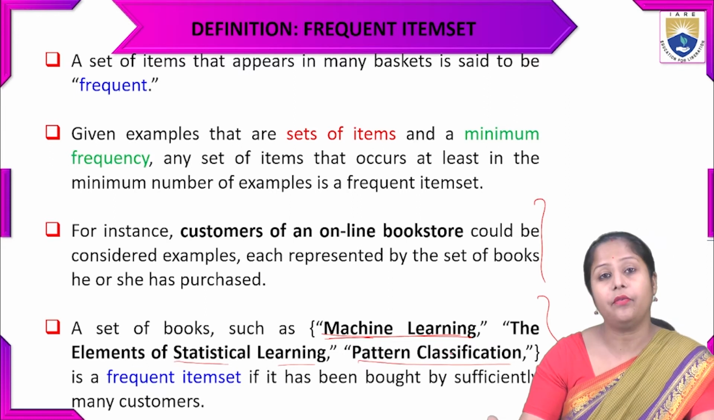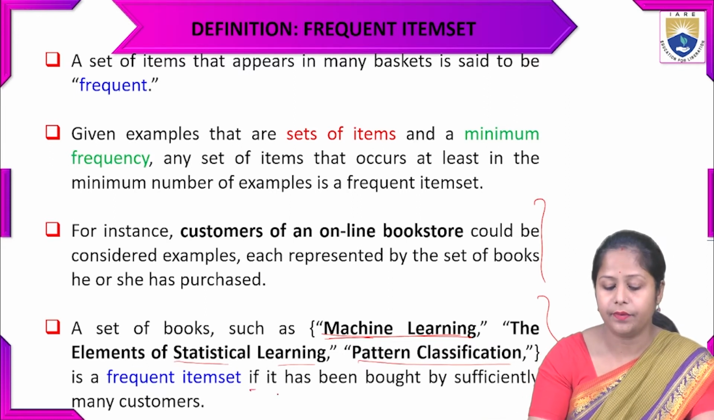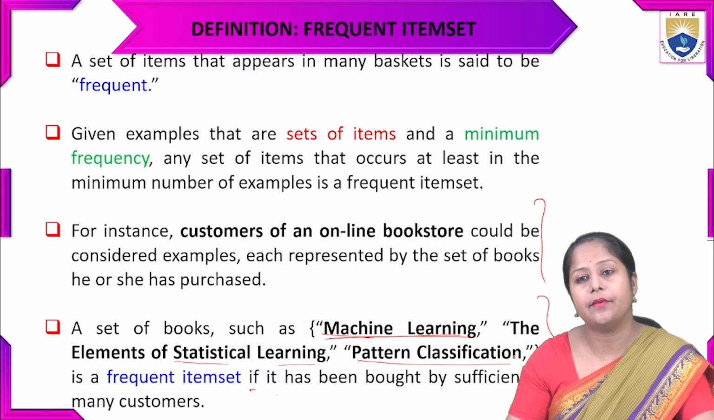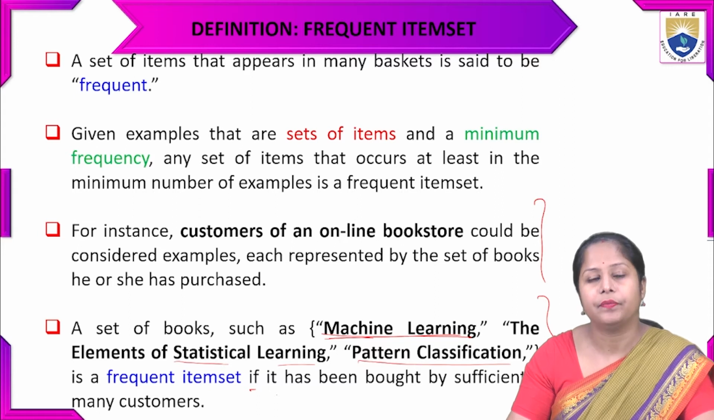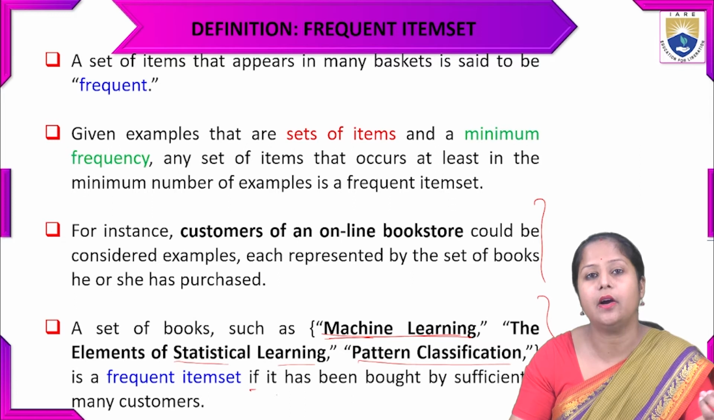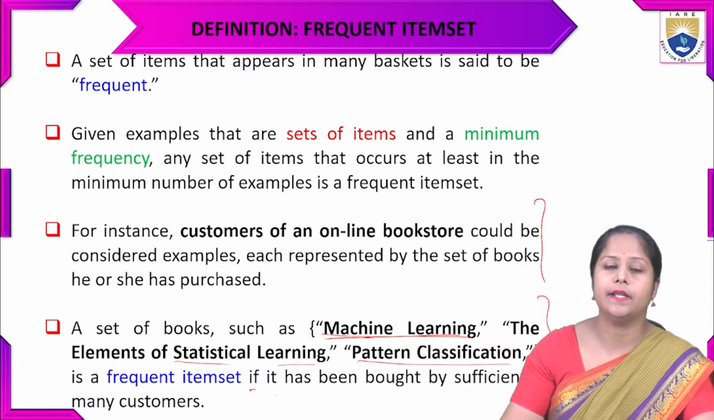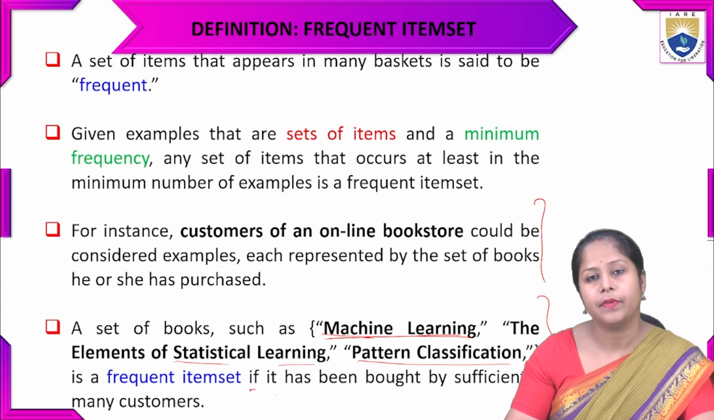So that is a frequent item set if it has been bought by sufficiently many customers. For each transaction purchased by many customers, we will check the occurrence. If the machine learning book occurs frequently, that will be the frequent item set for that database, right?